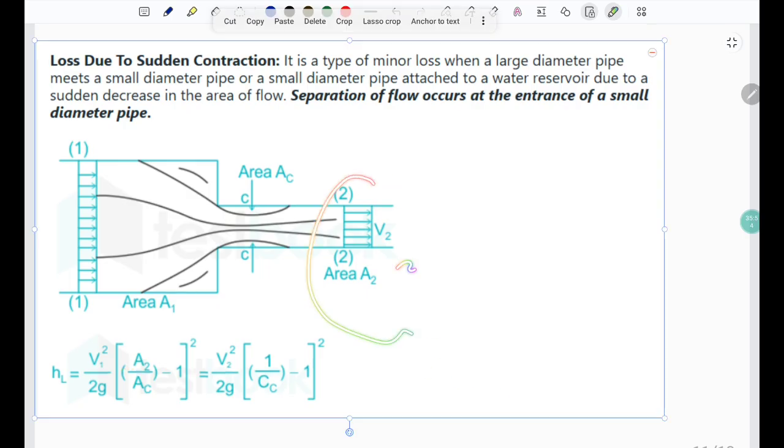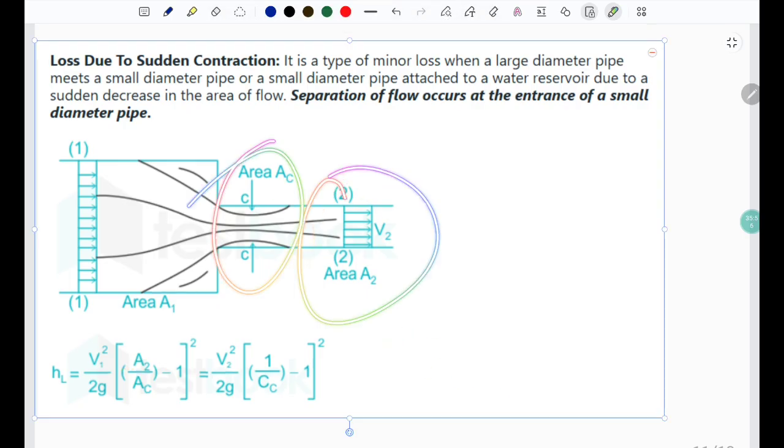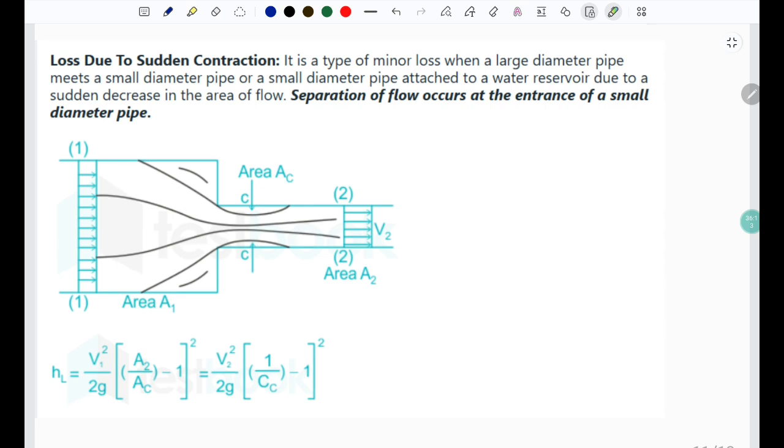This is your area A2, and this is your area, or the position of the vena contracta. As you can see, only A2 and Ac are being involved here. A1 is not being involved here. So it will be (A2 by Ac minus 1) whole square, or we can write it as V2 whole square by 2g times (1 by Cc minus 1). Cc is generally the velocity at the vena contracta by the velocity before.